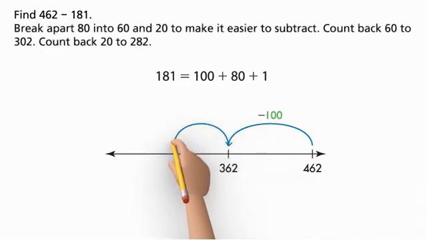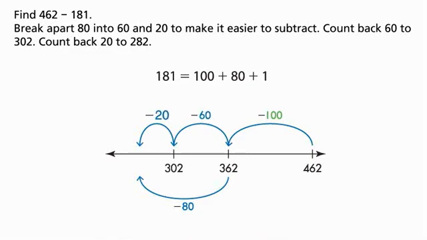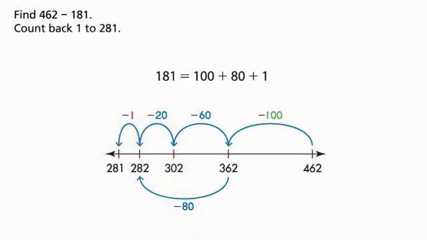Break apart 80 into 60 and 20 to make it easier to subtract. Count back 60 to 302. Count back 20 to 282. Count back 1 to 281.